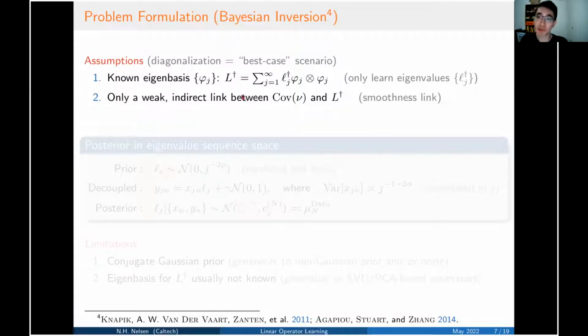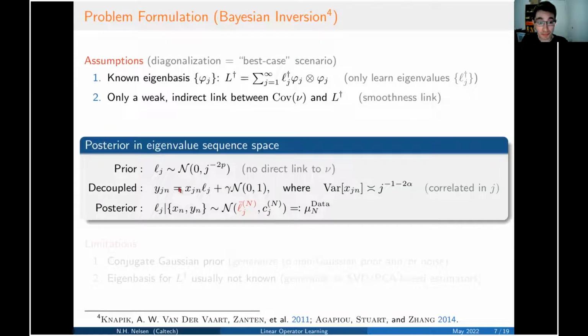Let's see how this assumption leads to this diagonal problem. I mentioned we have eigenvalues we're trying to learn, so let's put a prior on those eigenvalues. We're placing a Gaussian prior on the unknown sequence of eigenvalues, pointwise. So it's an independent product prior with a certain decay in the variance.